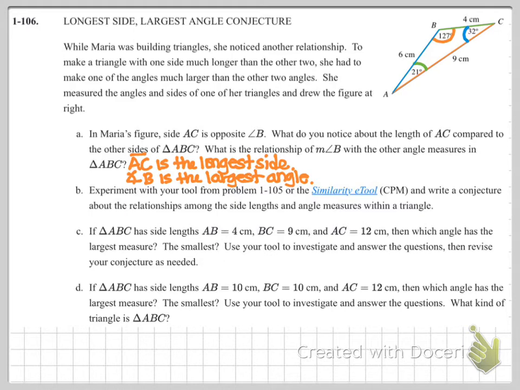Okay, so moving on with this, hopefully at this point you have realized that the largest angle, its corresponding side is going to be the longest side. And it works the same way with the smallest angle and the shortest side, and the medium size angle and the medium length. So go ahead and write yourself a conjecture here. So for example, if AC is the longest side in a triangle, then its corresponding angle B is going to be the largest angle in that triangle.